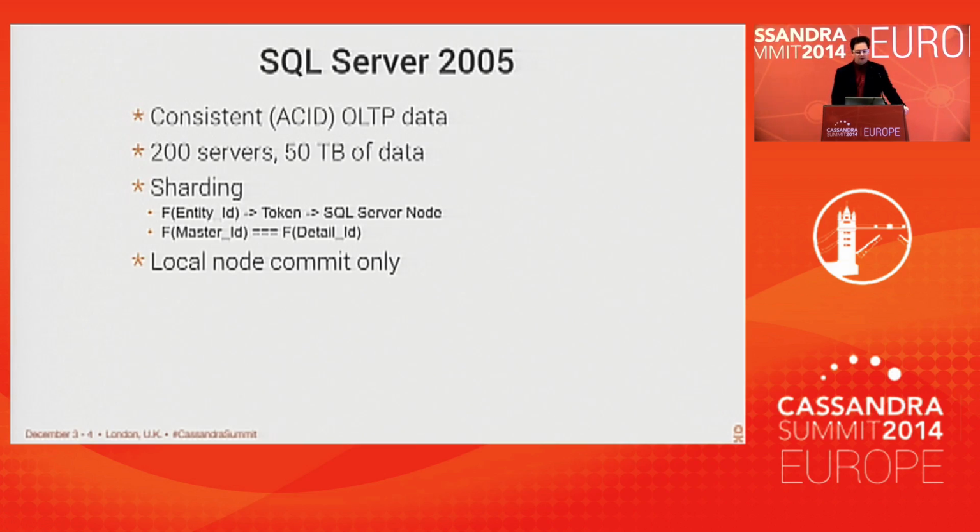Until this year, we had a little more than 200 SQL servers in production. A simple sharding scheme is used to partition data across several servers. A hash function is applied to an ID of an entity, resulting in some token. This token is then mapped to the nodes on which this token instance resides. To implement master-detail relationships, we make sure the token of the master entity is equal to the token of the detail entity ID. This way, both master and detail records are forced to reside on the same node.